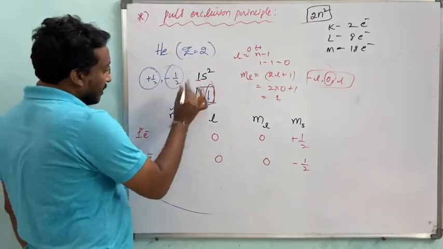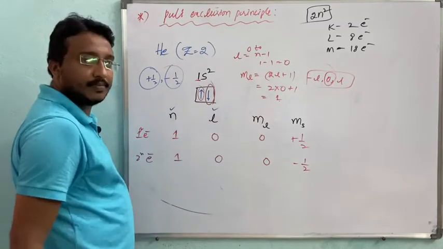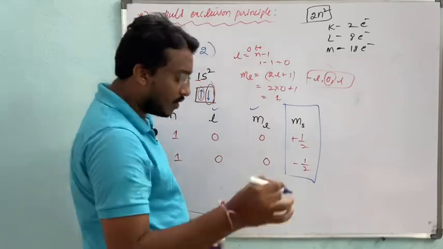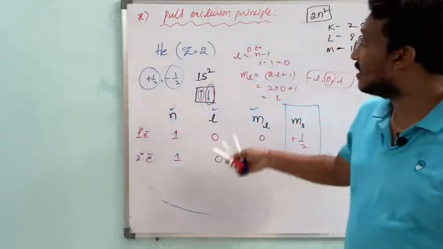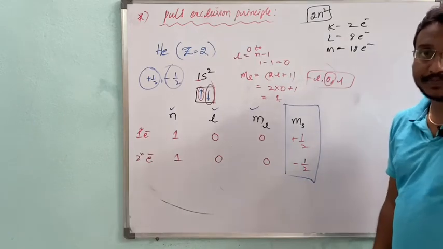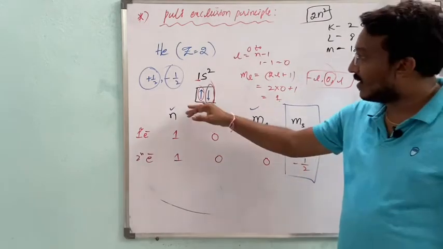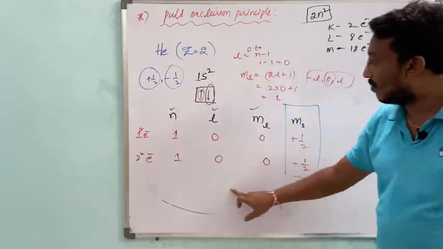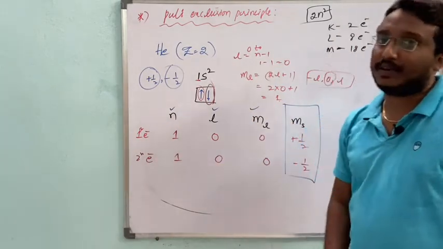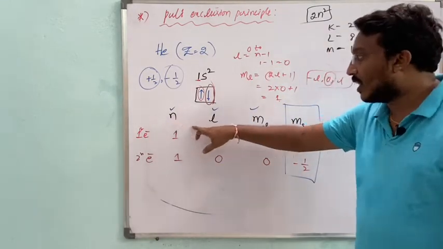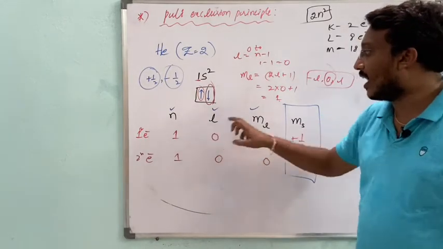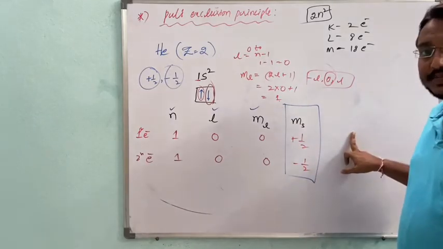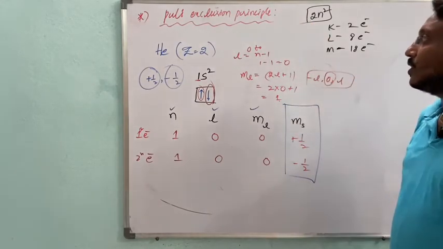See here: the principal quantum number is the same, L is the same, ML is the same, but the spin quantum number is different. This is Pauli's exclusion principle. For any 2 electrons in a given atom, all the 4 quantum numbers will not be equal. 3 quantum numbers may be equal, like n, L, M may be equal, but finally MS will change. This is Pauli's exclusion principle.